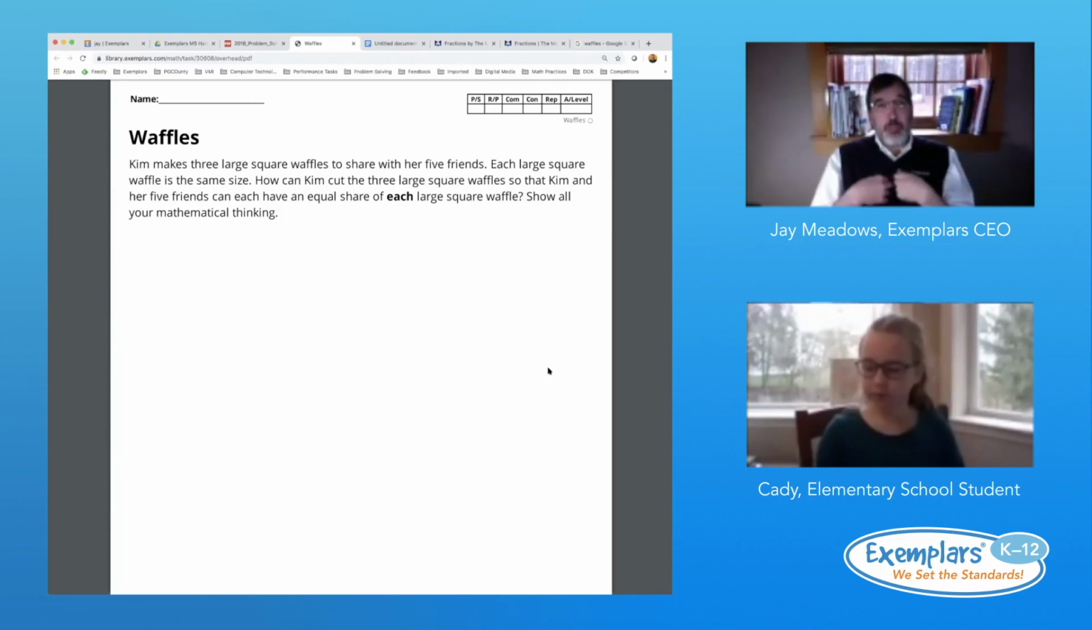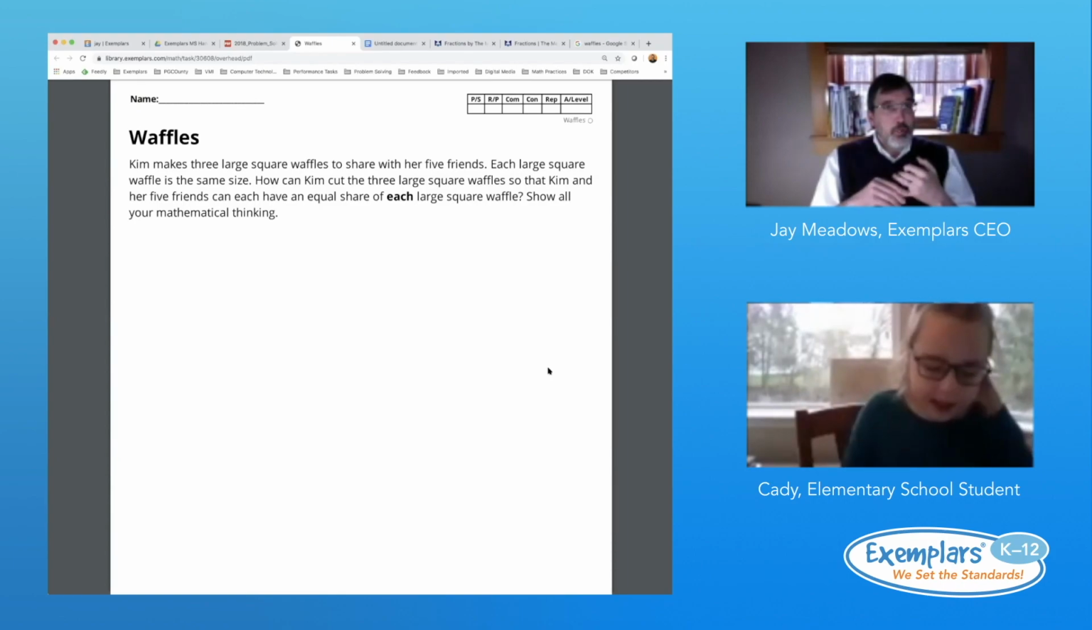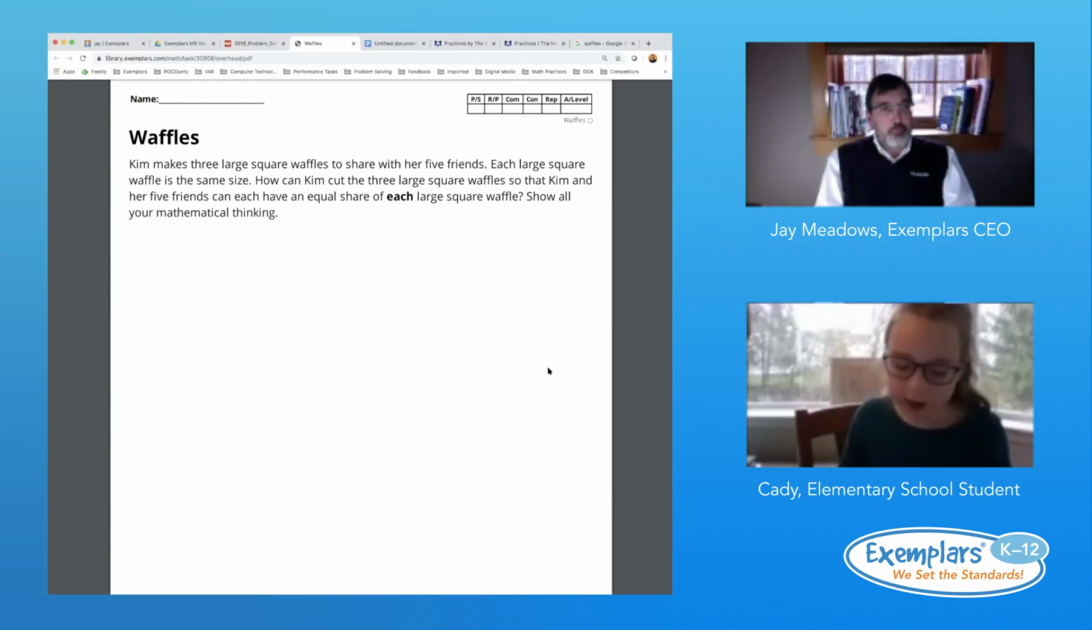Now, do you want me to read it or do you want to read it? Your choice. Can I read it? Please. So Kim makes 3 large square waffles to share with her 5 friends. Each large square waffle is the same size. How can Kim cut the 3 large square waffles so that Kim and her 5 friends can each have an equal share of each large square waffle? Show all your mathematical thinking.